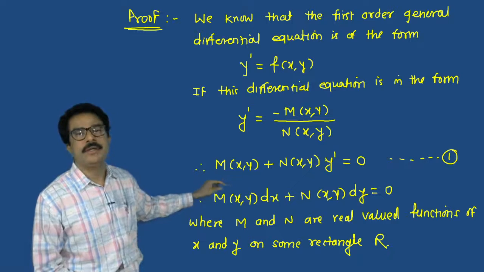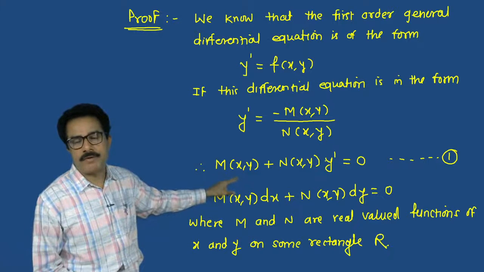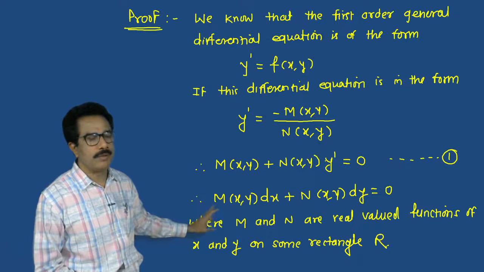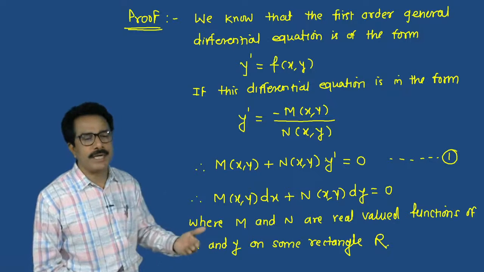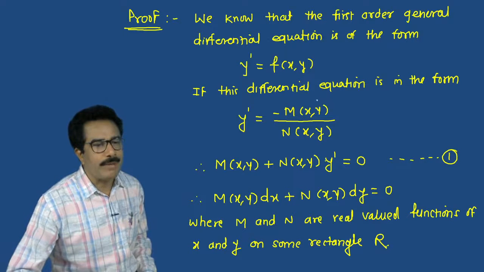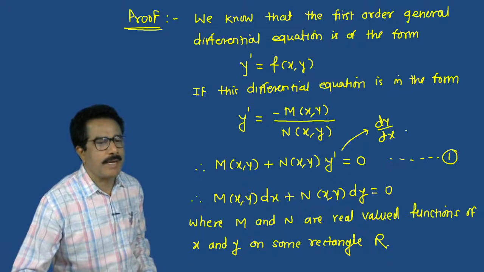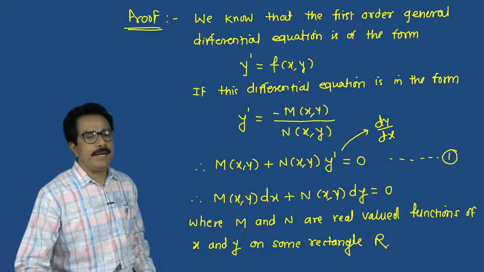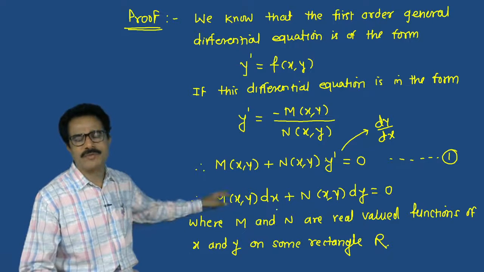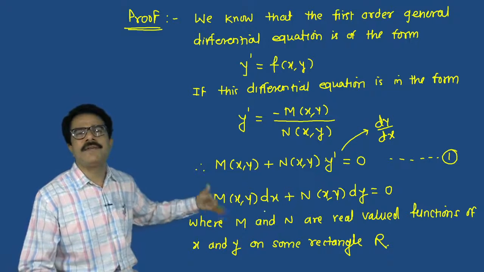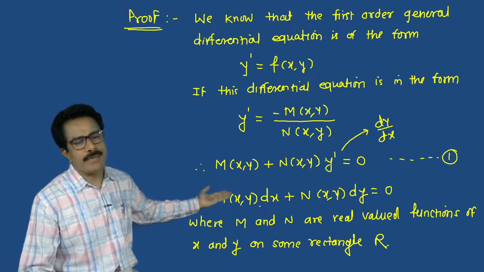or we can write M of x comma y plus N of x comma y into y dash is equal to 0, or this can be written as M dx plus N dy. Y dash means we can write dy by dx. If we replace this y dash in the form of dy by dx and multiply by dx, then we get this equation. This is also an exact differential equation in the general form, or in the form of dy by dx.